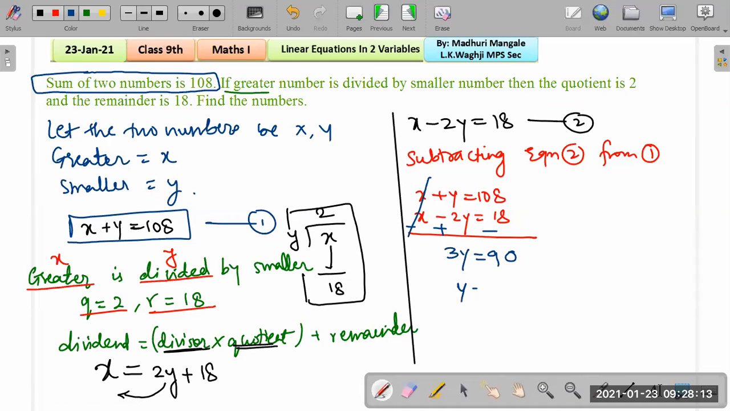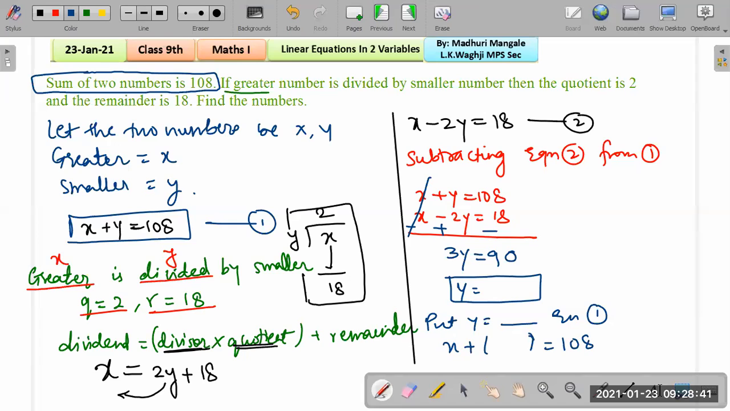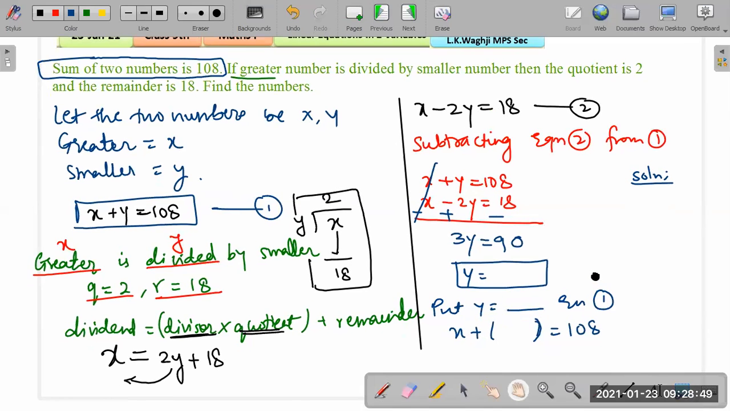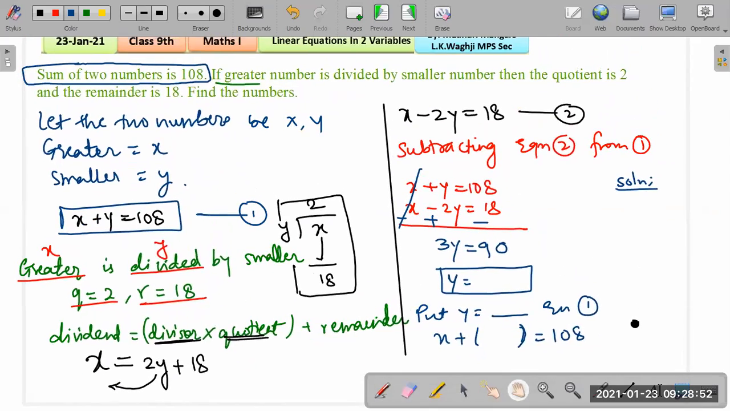And what is y? So you find out what is y, and then you need to plug this value, or put y equals that value, in any one of the equations. Let us say in equation 1. Put the value in equation 1 and you will get the value of x. So x plus that value of y equals 108. And then solving, you will get the solution. The solution should be of the form x comma y, right?